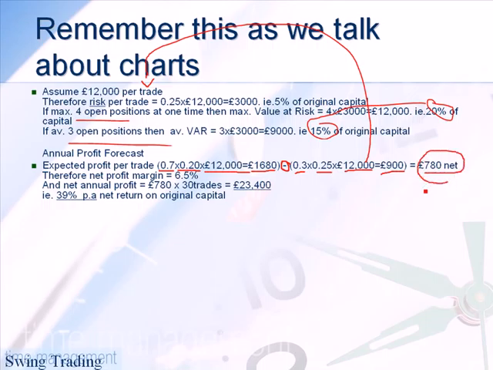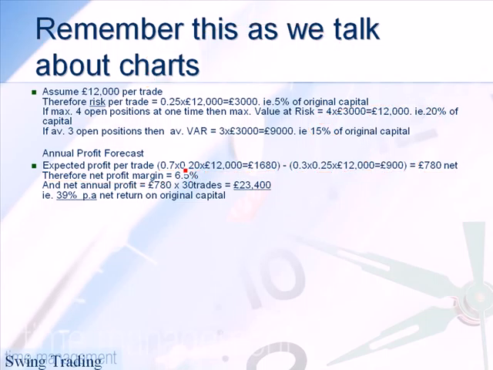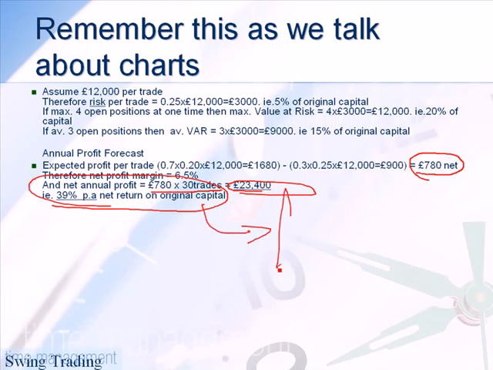That means you've got £780 net expected gain. Therefore, your net profit margin is 6.5%. Yeah? Because that is worked out on the 780 calculated there. The annual net profit is 780 times, let's say you do 30 trades a year. That's £23,400. That equals a 39% per annum net return on your original capital of £60,000.